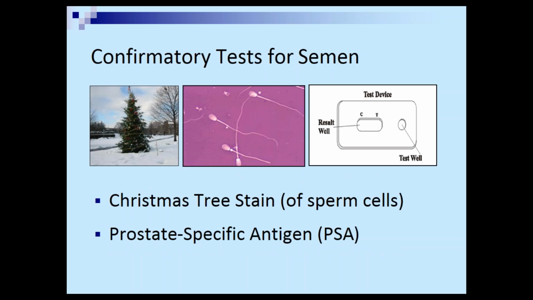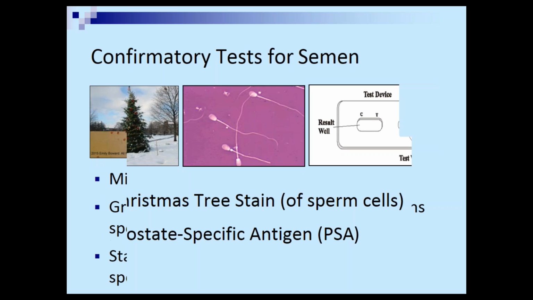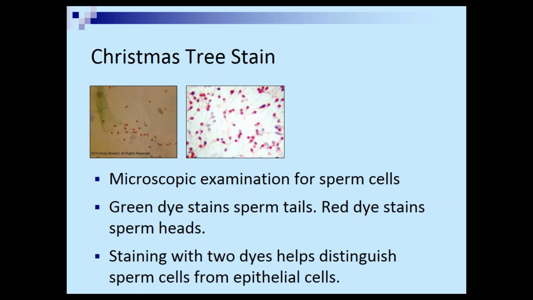Okay, the first, Christmas tree stain, is where we're going to be looking for sperm cells. The next, prostate-specific antigen, is going to be an antigen-antibody reaction that is similar to a pregnancy test. We mentioned this briefly when we talked about species testing with blood. Okay, let's talk about the Christmas tree stain first.